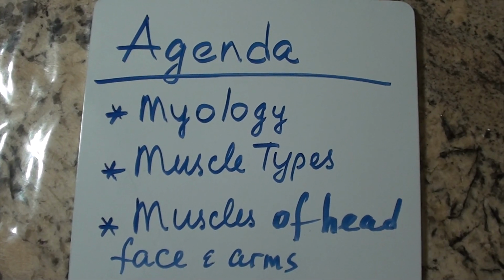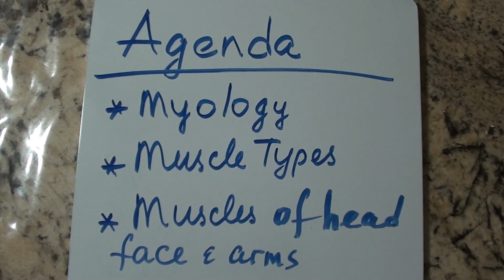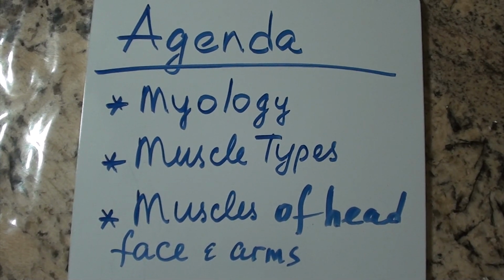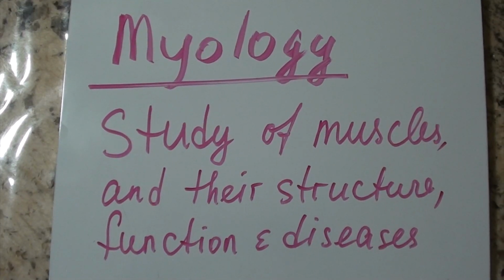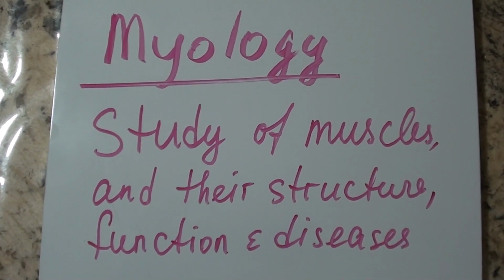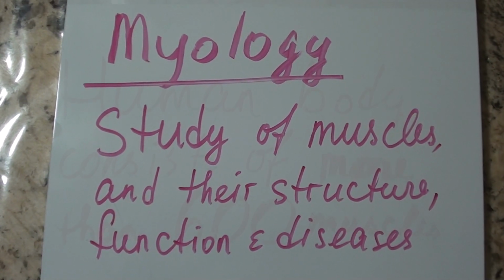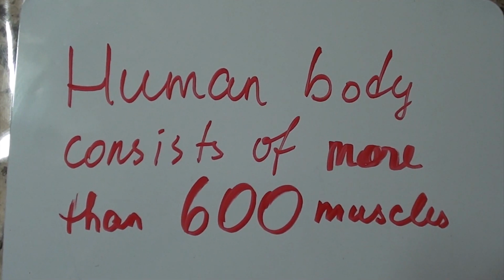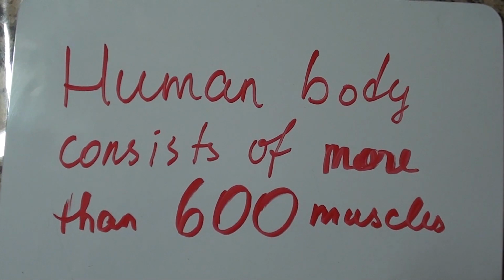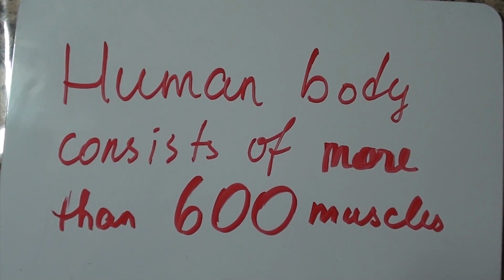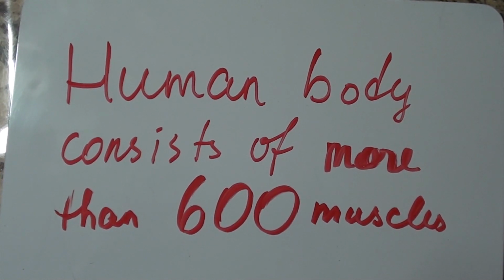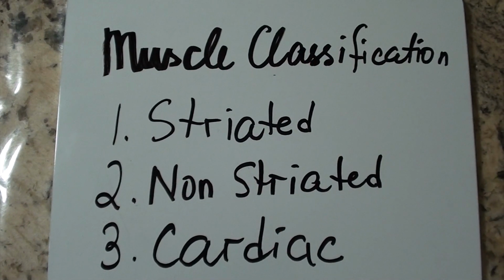Agenda for today's class: myology, muscle types, muscles of the head, face, and arms. Myology is the study of muscles and their structures, function, and diseases. The human body consists of more than 600 muscles, but for cosmetology we will study what we work on, which is the head, face, shoulders, and arms.